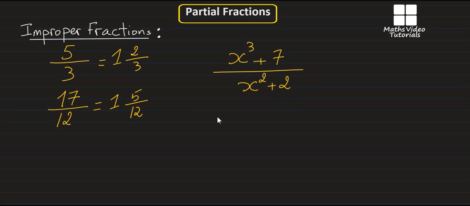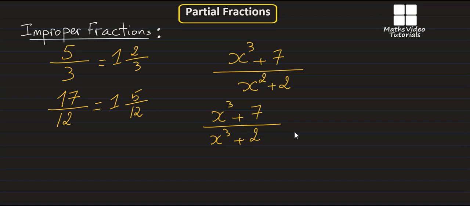We do another example. Let's keep it the same at the top, x to the power 3 plus 7. Let's say we have x to the power 3 plus 2. You can see now the index, or the power at the top of the algebraic fraction, is equal to the power at the denominator. This one is still considered an improper algebraic fraction.